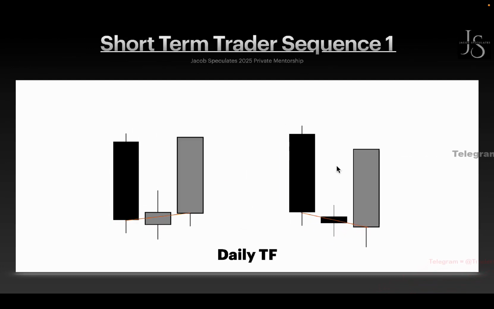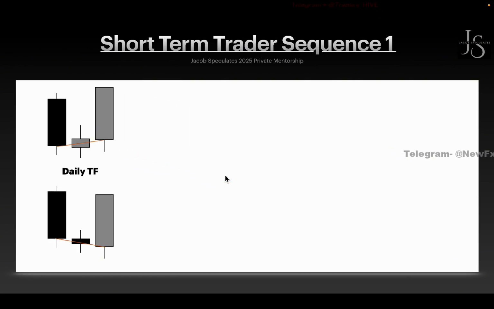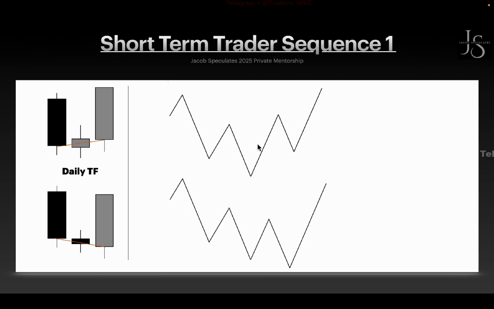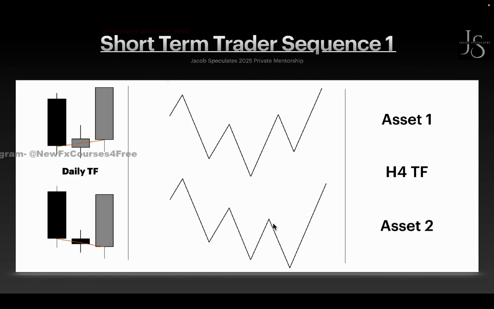And now looking at the short-term trader sequence 1. So this one primarily focuses on daily time frame TPDs. So once you have a daily time frame TPD established, again with the cracking correlation with the open and the close, you're looking to buy below the opening price of that daily candle for an expansion higher. Again, you have your stronger asset, you have your weaker asset, and going from a daily time frame TPD, you're looking for a 4-hour reversion level on the stronger asset.